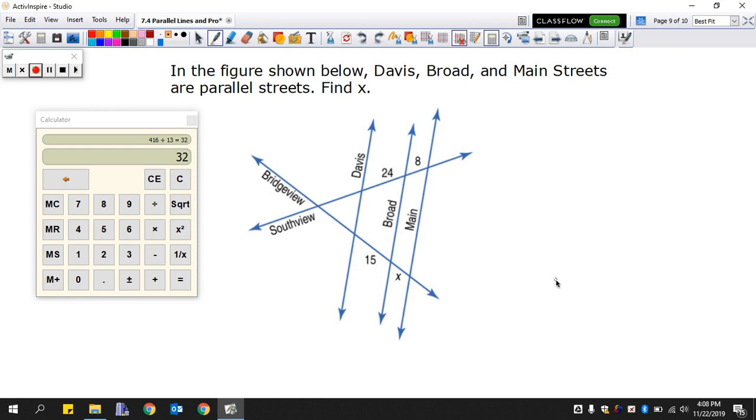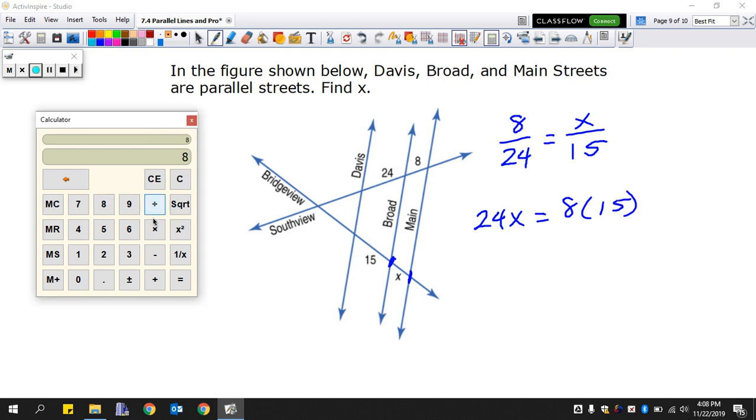The same thing goes with this one. In the figure down here, it says Davis, Broad, and Main streets are parallel streets, and we're supposed to find the distance between Broad and Main. So we can say that 8 over 24 is equal to x over 15. When we cross multiply, you end up with 24x is equal to 8 times 15.